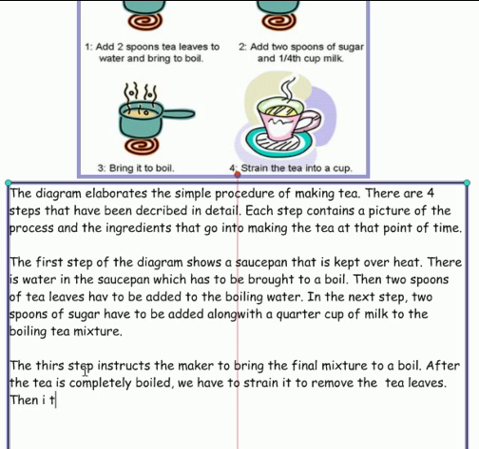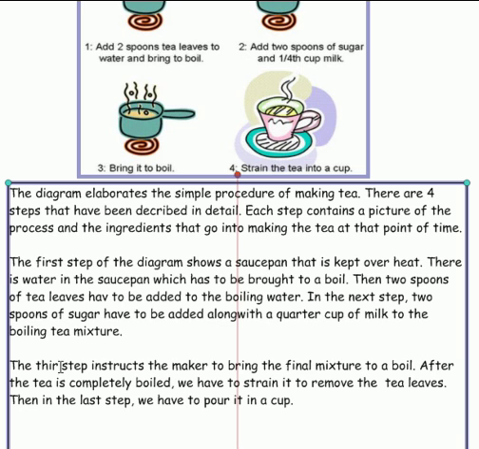Then in the last step, we have to pour it in a cup. So this is our third and fourth step combined. The third step, take care of spelling mistakes, keep removing them as you go along. The third step instructs the maker to bring the final mixture to a boil. After the tea is completely boiled, we have to strain it to remove the tea leaves. Then in the last step, we have to pour it.